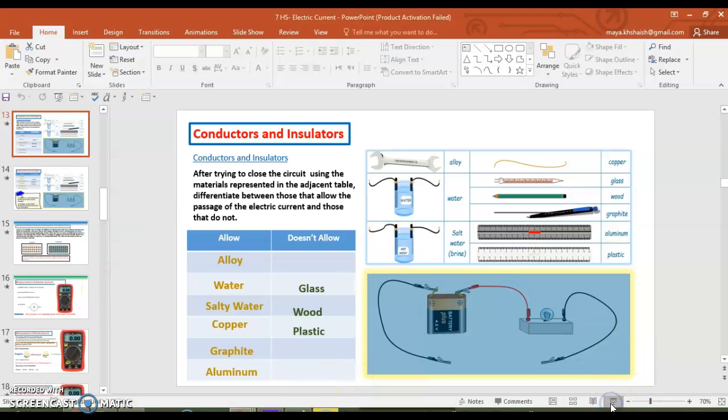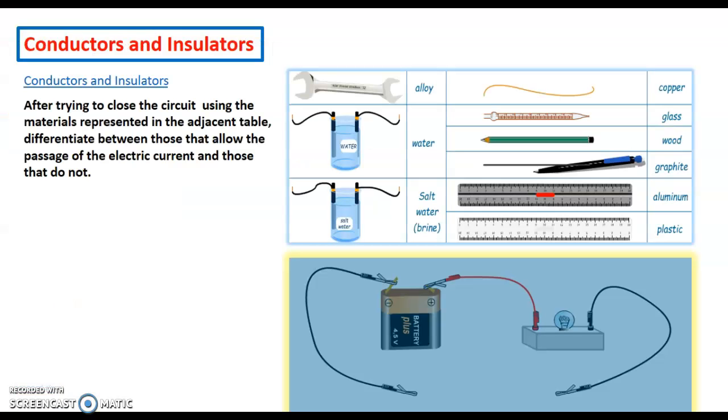In this video, we are going to discuss conductors and insulators using the simulation. After trying to close the circuit using the materials represented in the adjacent table, we differentiate between those that allow passage of electric current and those that do not allow. We drag these materials and insert them between the two wires, forming a closed, unbroken pathway.